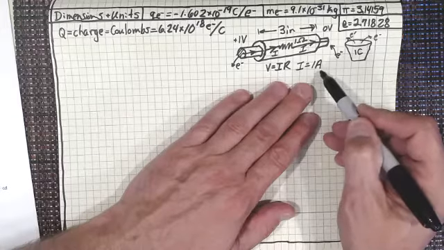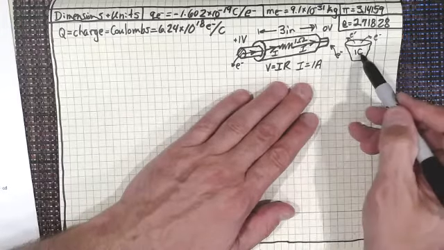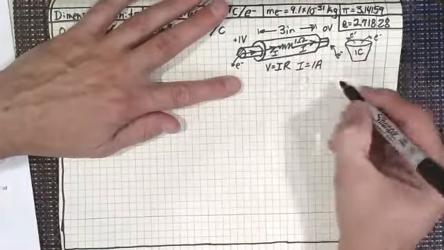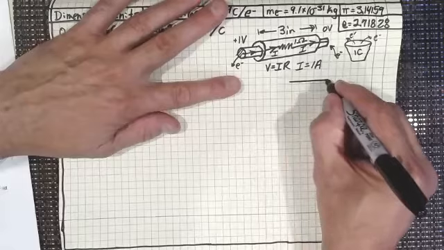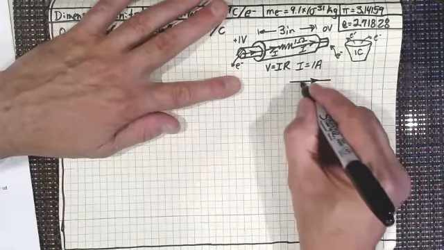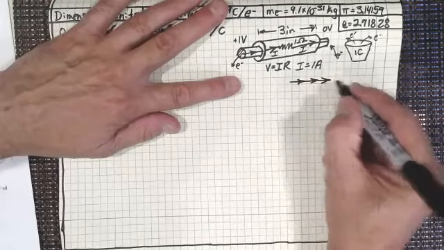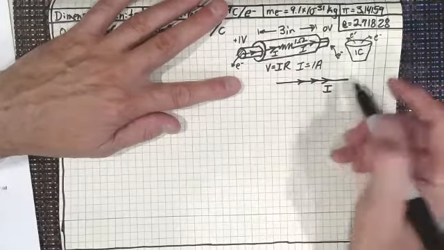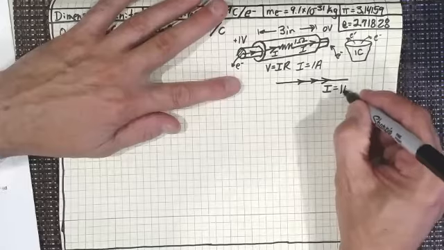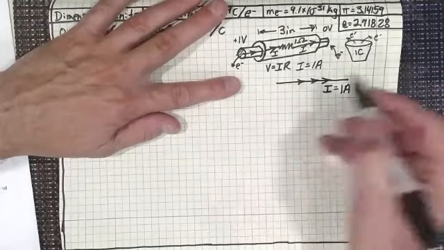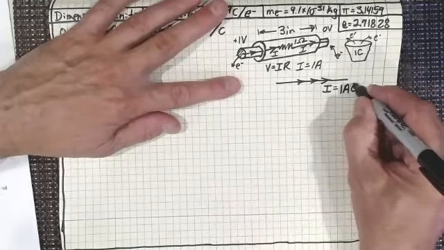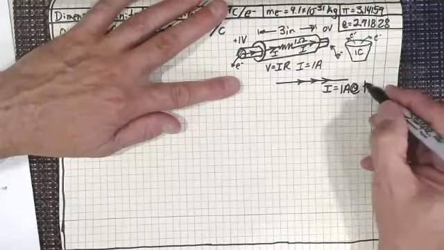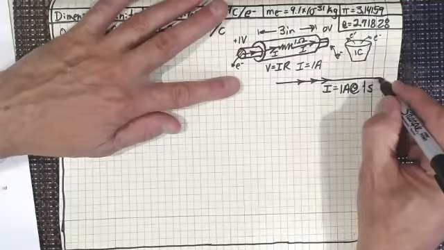Now 1 amp, 1 coulomb. If I have a wire, let me just draw this. If I have a wire and I have current flowing through that wire, right? I have 1 amp of current flowing through that wire. And I flow the current through that wire for 1 second.